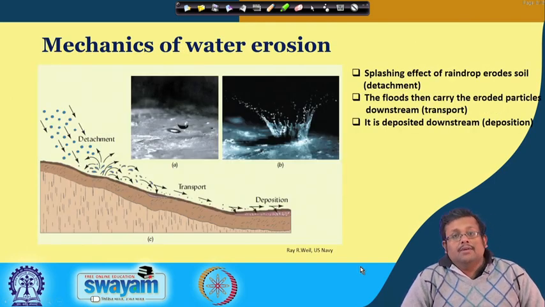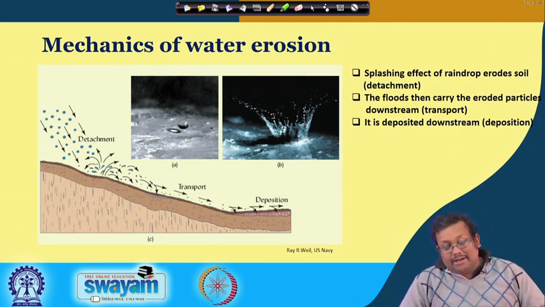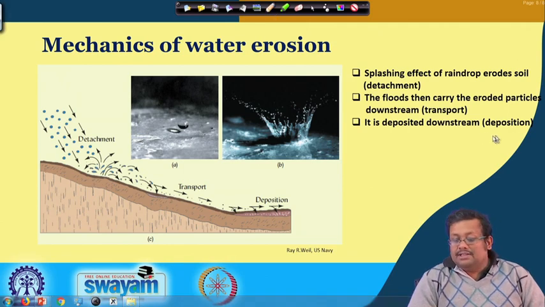So let us see what are the different mechanics of water erosion. Since water erosion is a major causal factor of soil erosion, let us see what are the mechanics of soil erosion. So you can see here there are three major processes of water based erosion. One is called detachment, then the second one is called transport, and third one is deposition. So the first one is detachment, which basically shows the splashing effect of raindrops, which basically erodes the soil.